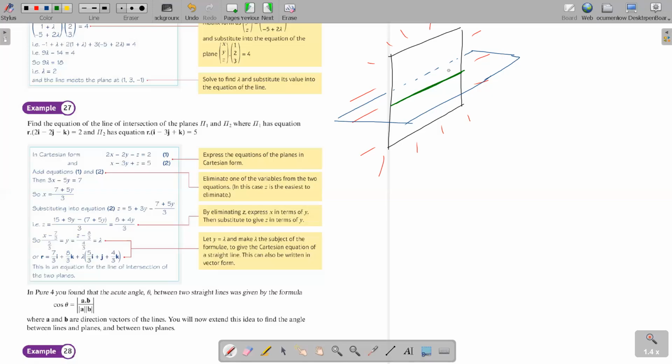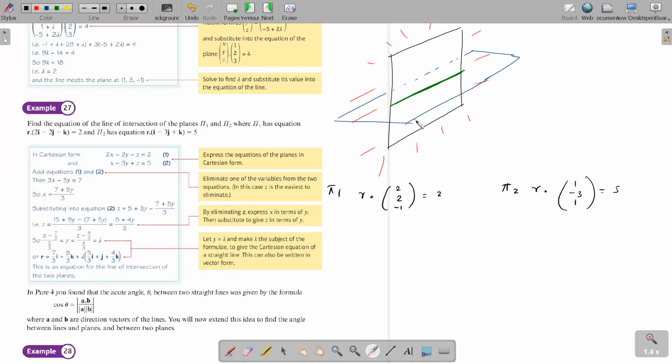So basically what we do is you take your two planes. Here plane 1 and plane 2 are given. I'm going to give you a quick method here. R dot (2, 2, -1) equals something, this is plane 1. And plane 2 is R dot (1, -3, 1) equals 5. R is (x, y, z). When you want to find the line of intersection, you're going to end up getting a Cartesian line in 3D.